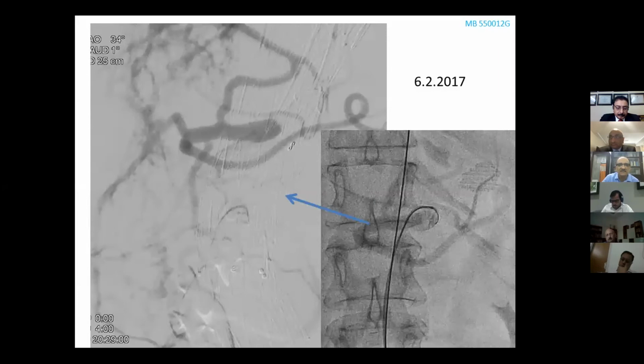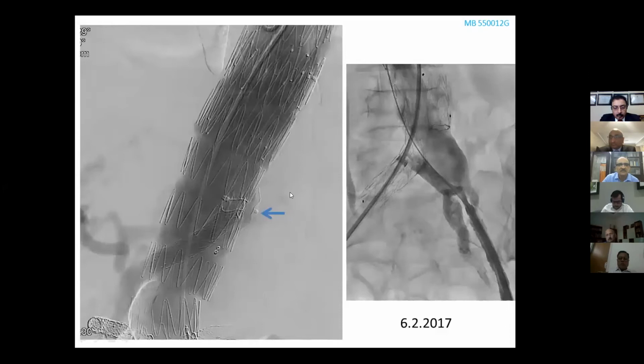And this, if you remember earlier on, the celiac looked like this on the right, and this is what we are seeing on the left. And no contrast is flowing into the sac, at least in this angiogram. So we decided, make things simple, forget about the celiac, and we put an 8 mm ASD device and closed the celiac fenestration, and then continued with the repair.